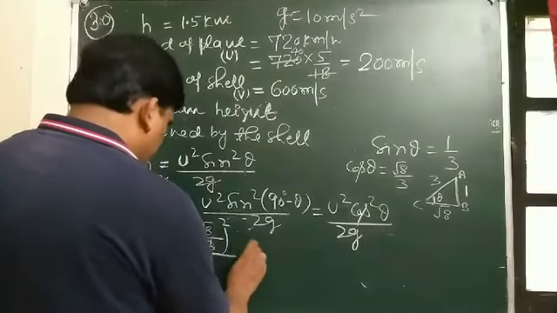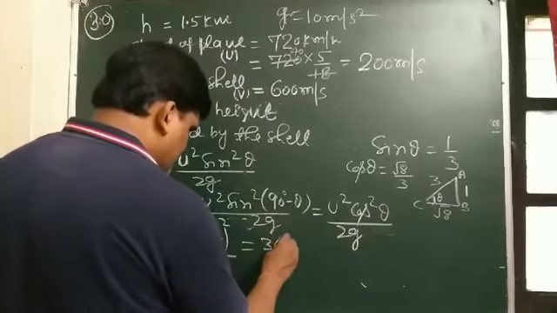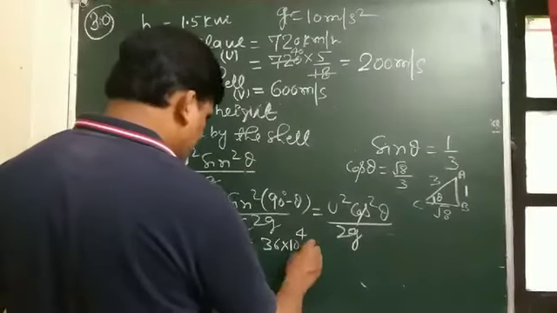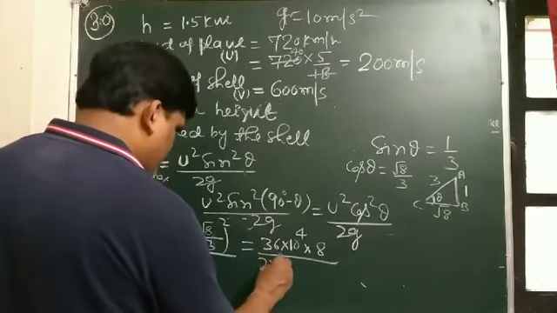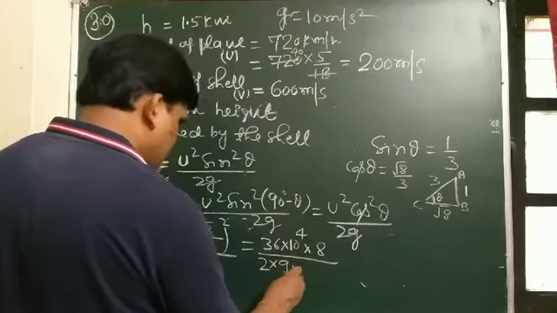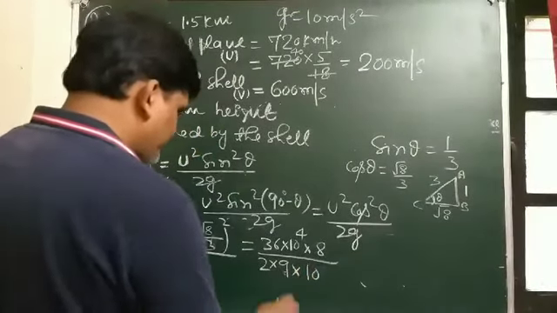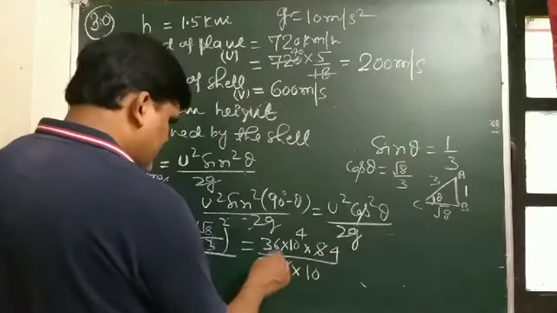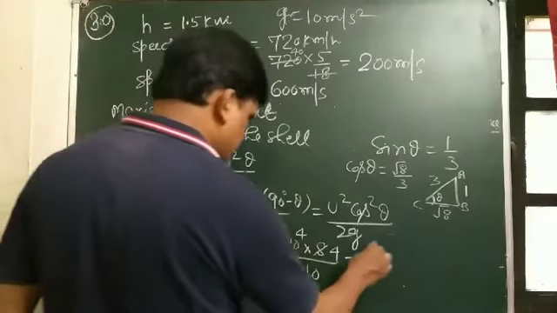And student, it can be written as 36 into 10 to the power 4, and it is written as 8. And this is 2 into 3, this 2 into 9 by 10. And 2 fours are 8, 9 fours are 36, so 4 fours are 16.